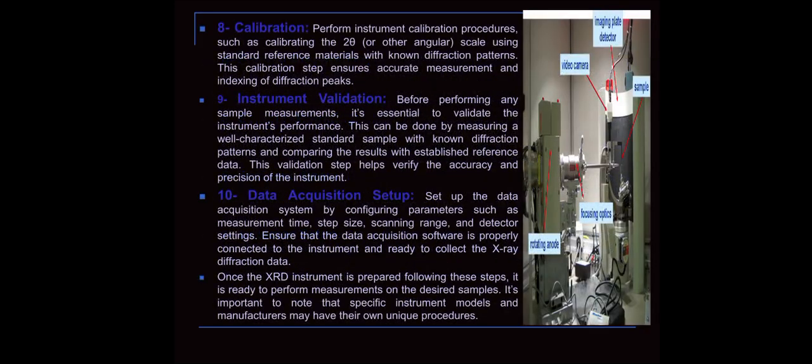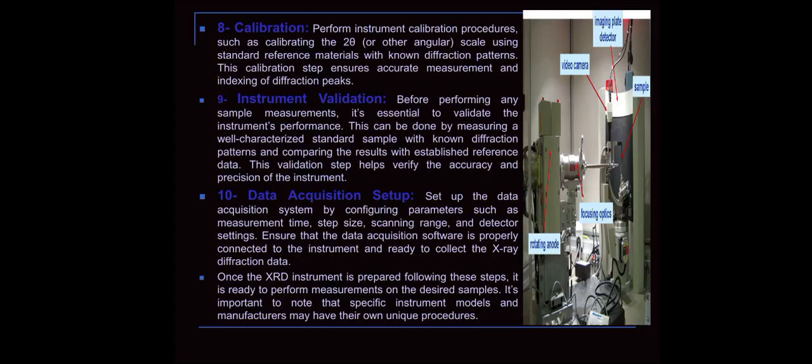Eighth one, calibration. Perform instrument calibration procedures such as calibrating the two theta or other angular scale using standard reference material with known diffraction patterns. This calibration step ensures accurate measurements and indexing of diffraction peaks.